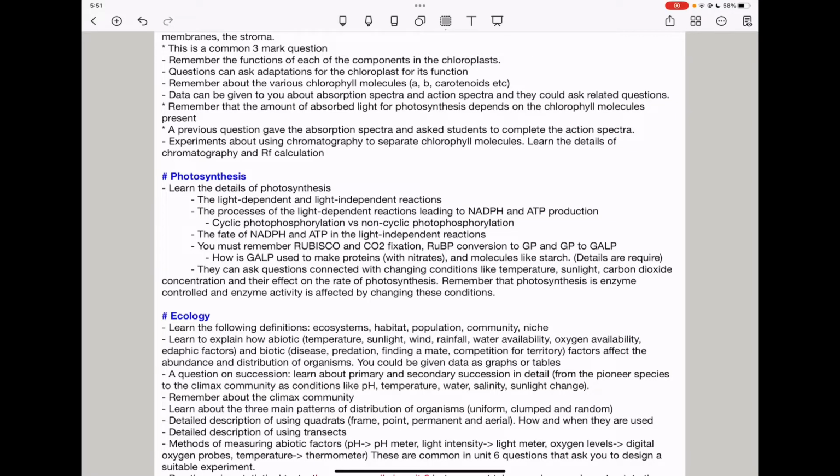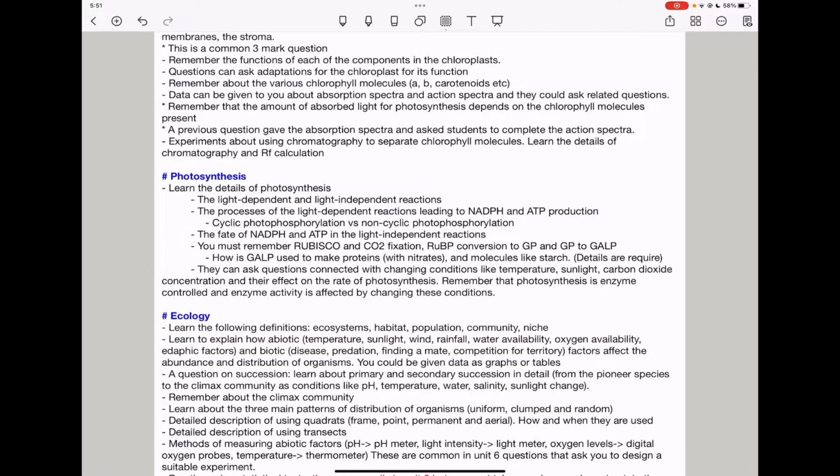So here you must remember how Rubisco is used as an enzyme in the fixation of carbon dioxide. You need to know about the conversion of RuBP into GP. You need to know about the conversion of GP into GALP. They could ask you how GALP is used to make proteins.